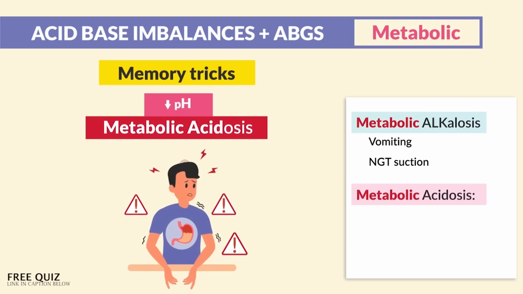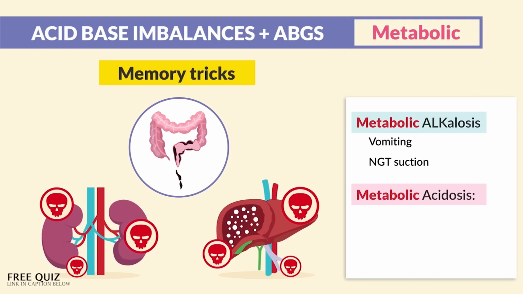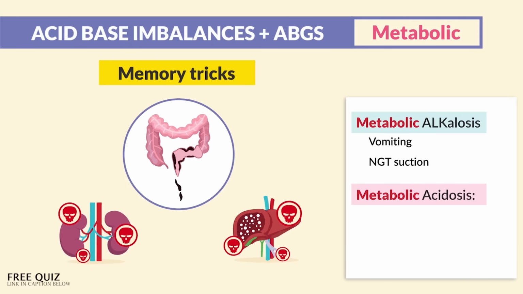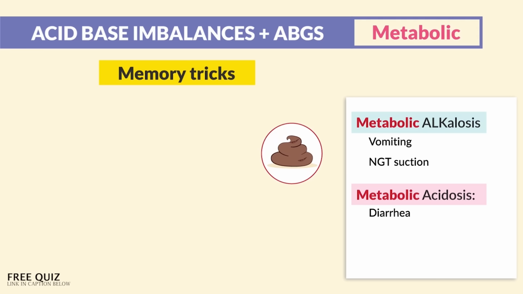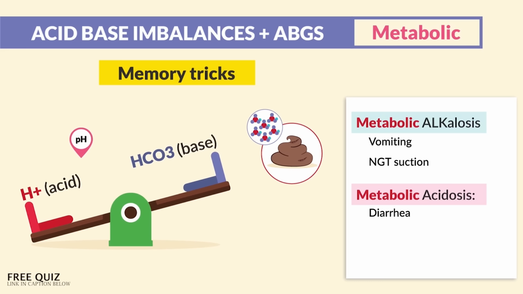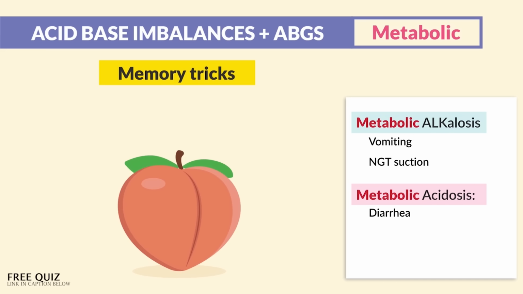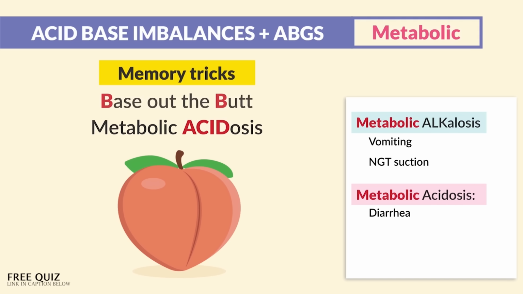And for metabolic acidosis, we have diarrhea, renal failure, and DKA, that diabetic ketoacidosis. So for diarrhea, you poop out all of your base, right? Which leaves the body in acidosis because only acid's left. So just think, if it comes out of your acidosis, well then you'll be in metabolic acidosis. Or just think, if base comes out of your butt, well then you're only left with acidosis.